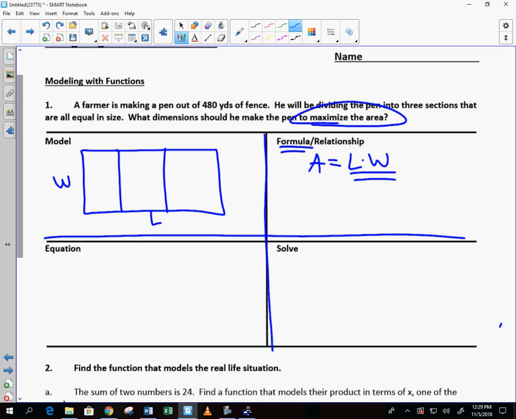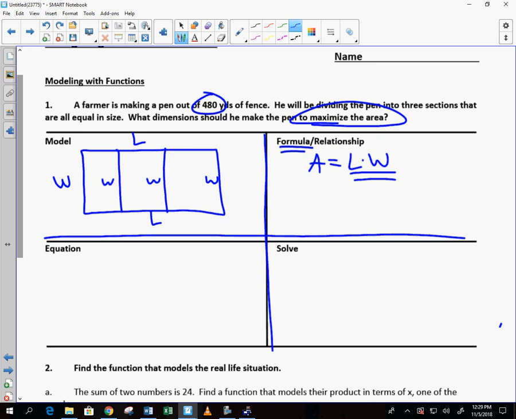What piece of information have we not used yet? My guess is that's going to have an important role. Any thoughts? Okay, Carissa is 90% correct. She says 2W plus 2L is 480. I do have 2 L's, but I don't have 2 W's. How many do I have? I have 4.